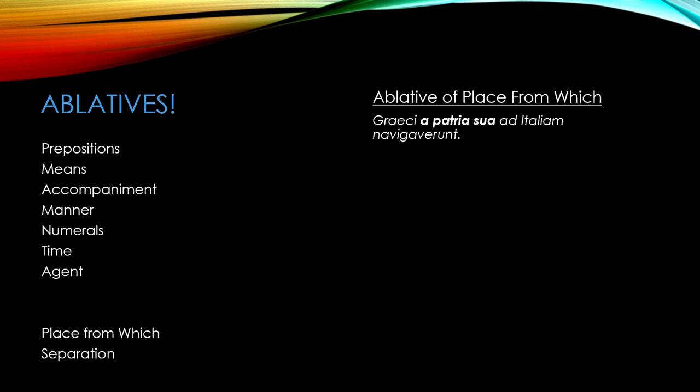It is recognized as an ablative with the preposition a/ab, de, or e/ex, with a verb of active motion. It is translated as "from" plus the noun. In the example sentence, Graeci a patria sua ad Italiam navigaverunt, the Greeks sailed from their own country to Italy. A patria sua is the ablative of place from which, and is translated as from their own country.